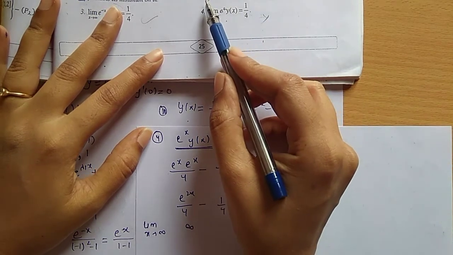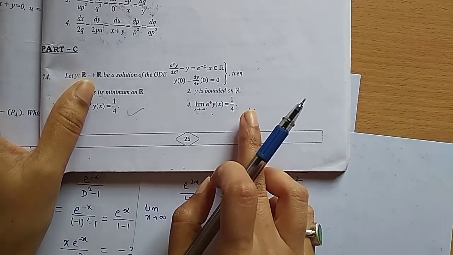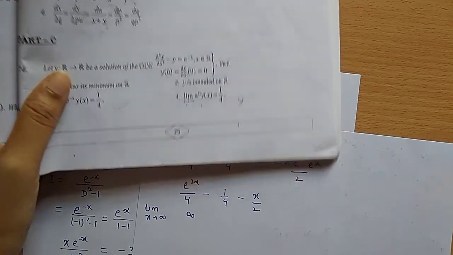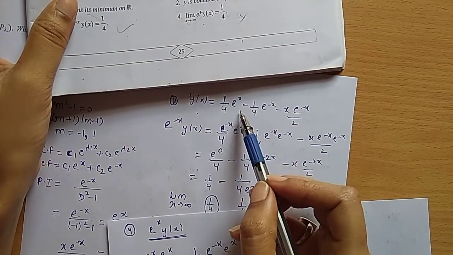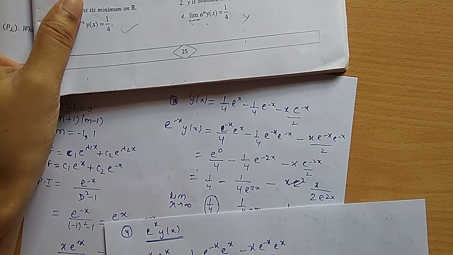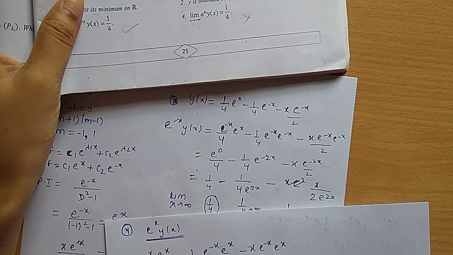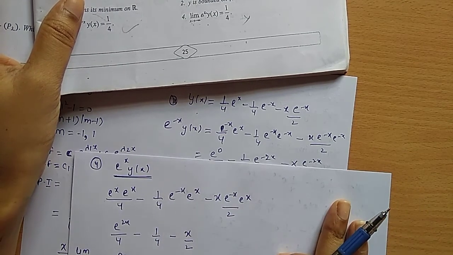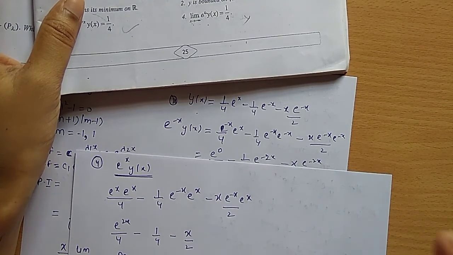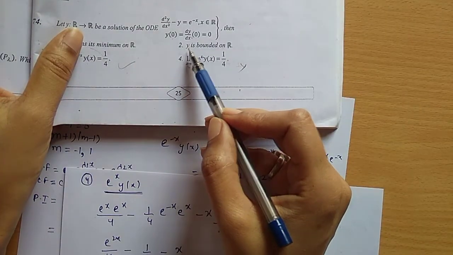Now let us move on to the second option: y is bounded on R. You know that if a solution has an exponential term, the solution will never be bounded on the whole real line. If we talk about a particular interval, then we can say it is bounded, but for the whole of R, it will never be bounded. So your second option is also incorrect.